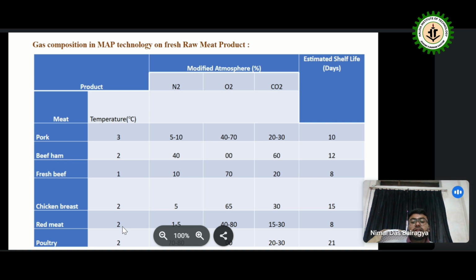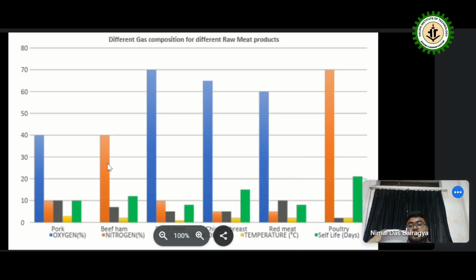For red meat, it is also similar, kept at 2 degrees Celsius, and if the nitrogen level is 1 to 5%, oxygen level 40 to 80%, and carbon dioxide 15 to 30%, then the extended shelf life will be 8 days. So this is the graphical presentation of different types of meat products like pork.